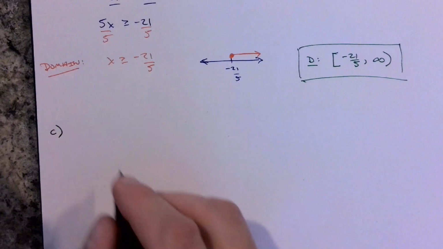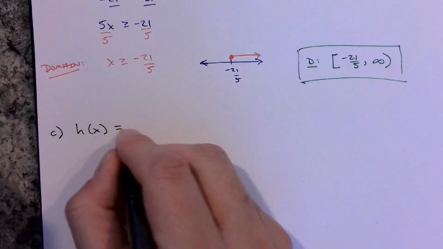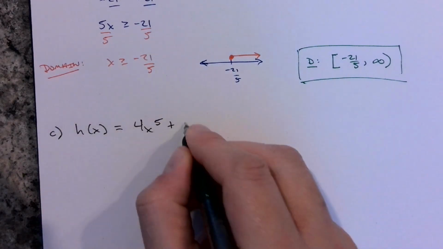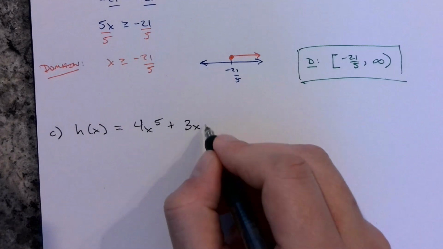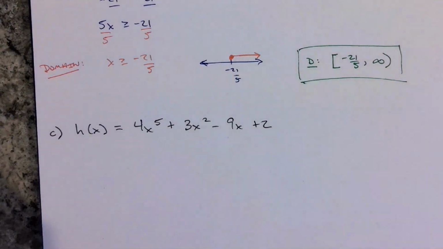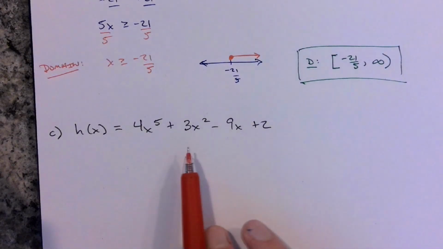If I said I had h of x equals 4x to the 5th plus 3x squared minus 9x plus 2, you really have to ask yourself when you're looking at this, are there any problem points for this function? When we say problem points, remember I'm looking for places where it becomes undefined. Well, in this case, there are no denominators at all, so it's not possible to become undefined.